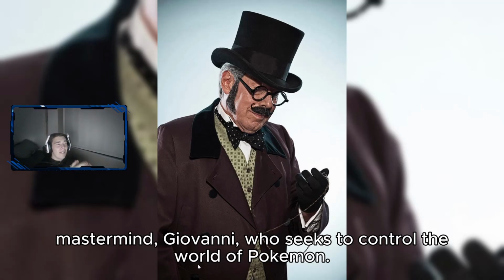The fact that they have this picture as Giovanni kills me. I mean, if you were to tell me, oh, Giovanni, that's what I picture. Not the bald dude, but this guy. Top hat, mustache, circle gut, like, that's the goat. That's the goat right there.